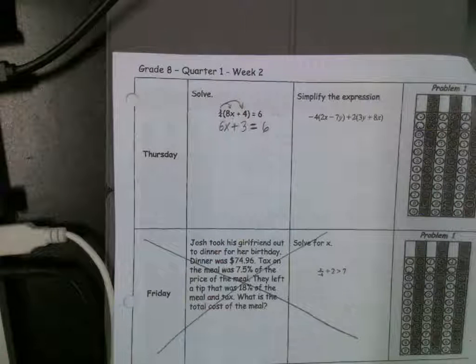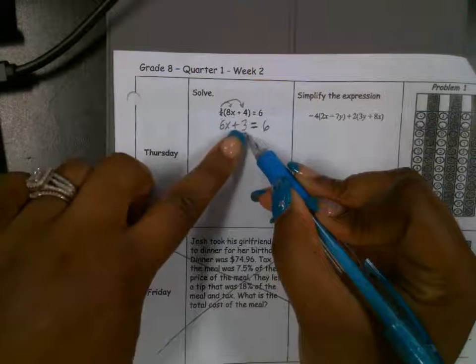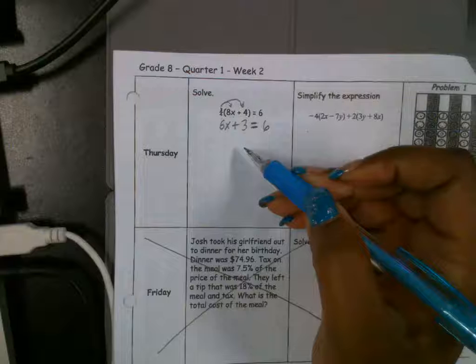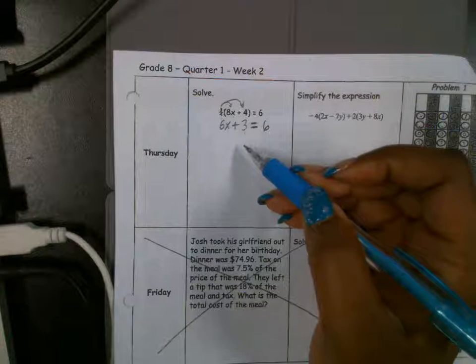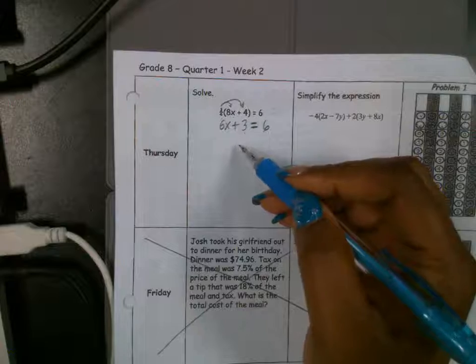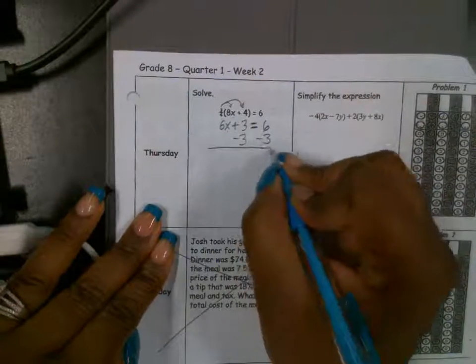So this is a two-step equation. Some of you may remember how to do this and some of you might not, and that's okay. So here, we're going to isolate the variable x by getting rid of the positive 3 first. In order to get rid of that positive 3, you have to do the opposite of that. What's the opposite of adding 3? Subtract. So you have to subtract 3 on both sides of the equal sign.